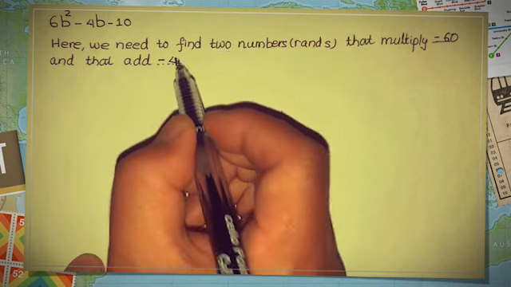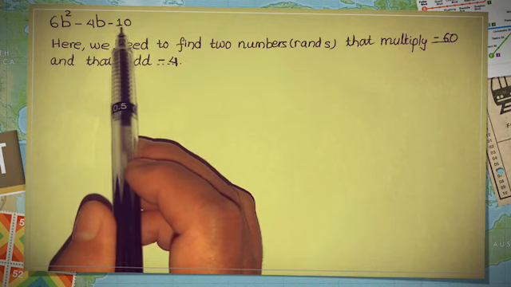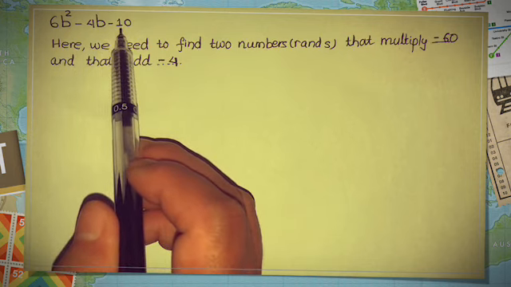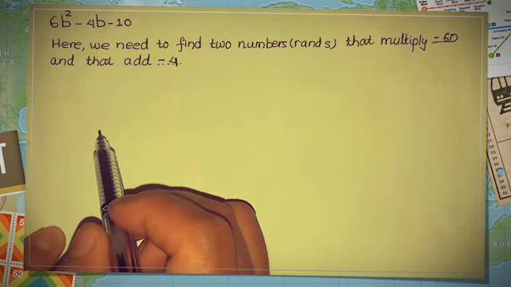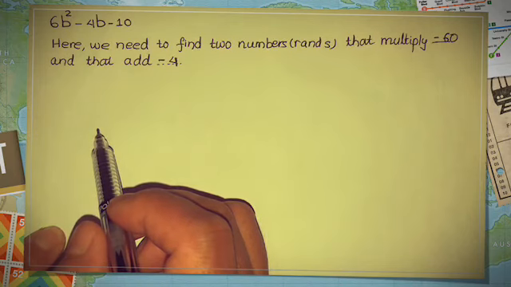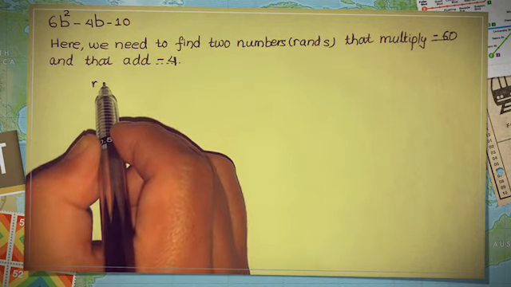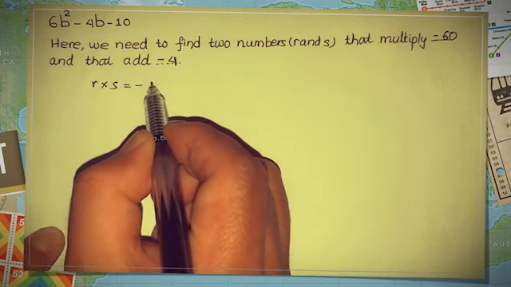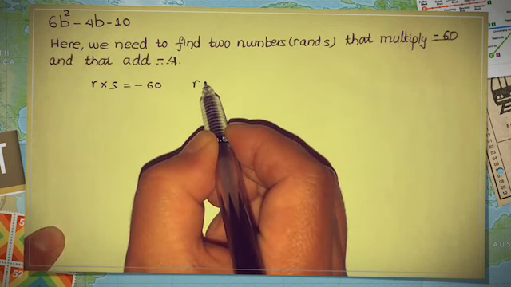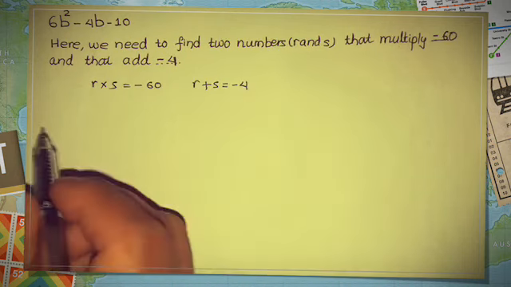So we have to make conditions by using the coefficients used in the expression: 6, −4, −10. After making conditions, we have to find those numbers. You learned the method of finding those two numbers. So the two numbers are r and s, whose product will be −60 and whose sum will be −4.